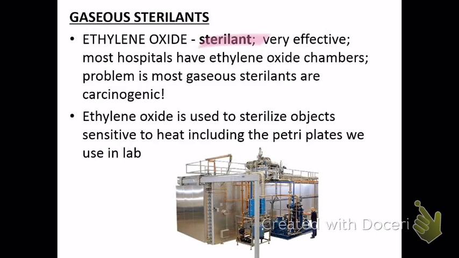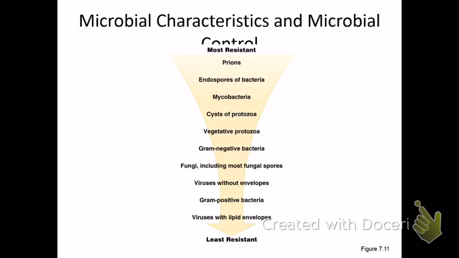So they would use this for things that can't go in the autoclave. Instruments that are sensitive to heat or pressure can't go into the autoclave, so they use the ethylene oxide chamber. It is used to sterilize objects sensitive to heat. You want to know that the petri dishes that we have in lab come in this plastic bag that was sterilized in a gas sterilant in an ethylene oxide chamber. Ethylene oxide chamber is used to sterilize our petri dishes.